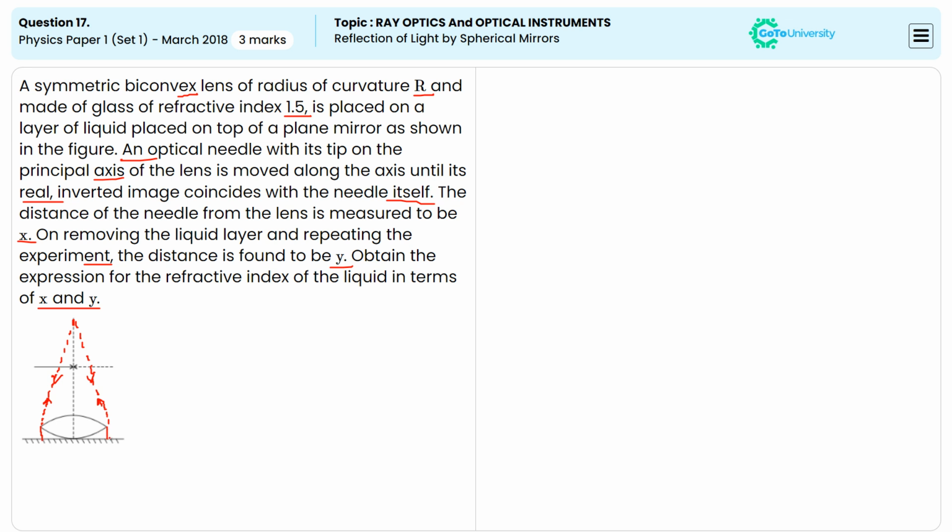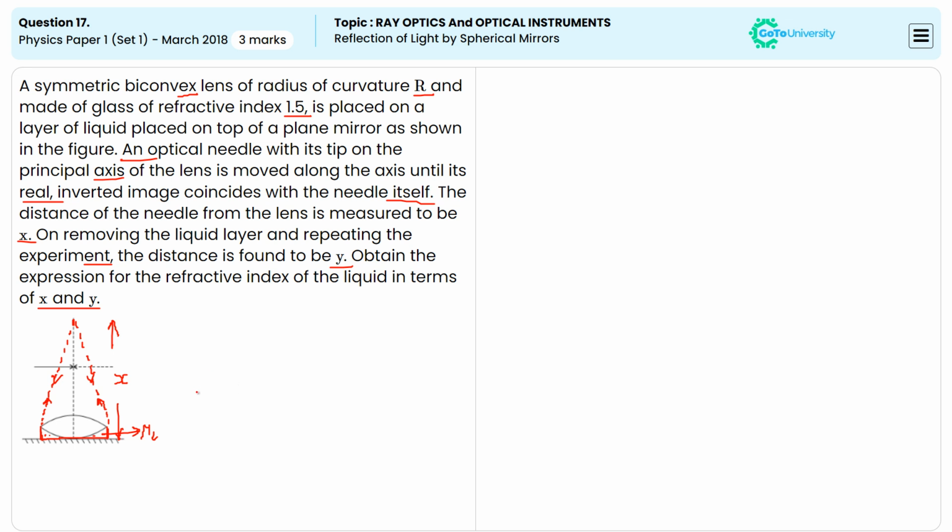And the total distance, now we can see this is a concave mirror, and the total distance from the concave mirror and the convex lens is x. This distance is equal to x when liquid is present. That means in between the convex lens and the mirror, a liquid is present. Now here we need to find the refractive index, that is mu L. And if this liquid is not there, then air is present.